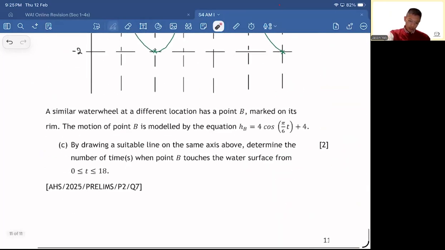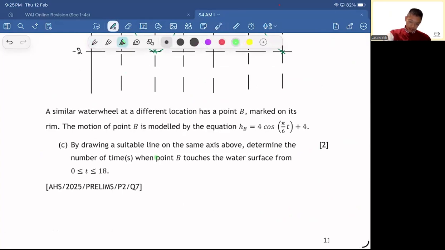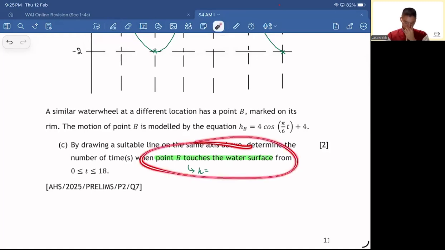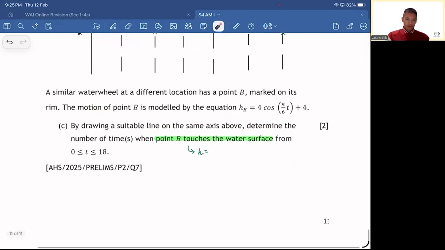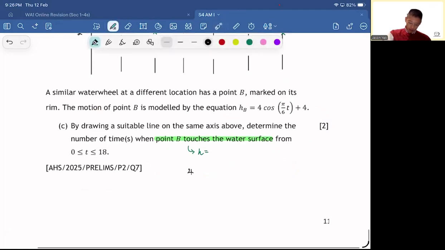So when point B touches the water surface, this is crucial so that I can form my equation before I backtrack. Anybody want to tell me, this is a hint, if point B touches the water surface, my H here, what will the value be for me to solve this equation? Final question for the day. What is H equals to for this equation? Because for me to find, I need to make sure it will be equals to something. So 4 cosine pi by 6 plus 4. In this case, it will be equals to.